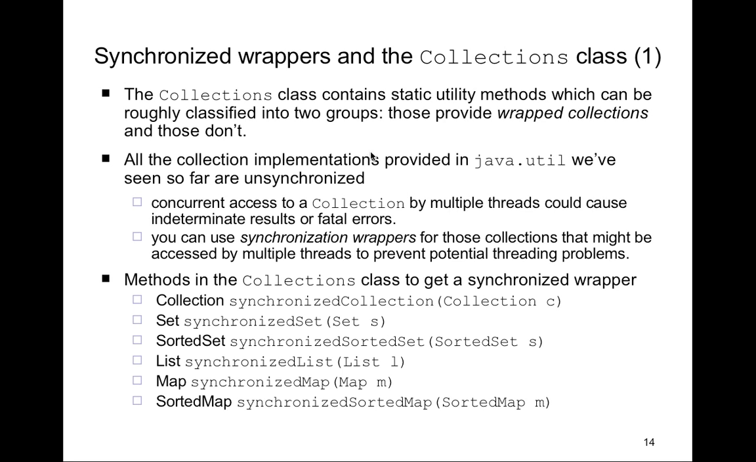So the implementations provided by java.util are unsynchronized by default. Concurrent access to a collection by multiple threads can cause problems. Obviously, starvation. They're both going for the same value simultaneously. Only one of them is going to update it. It's kind of like when two people open up a Microsoft Word document and they both make changes and they both save at the same time. Which one's going to save?